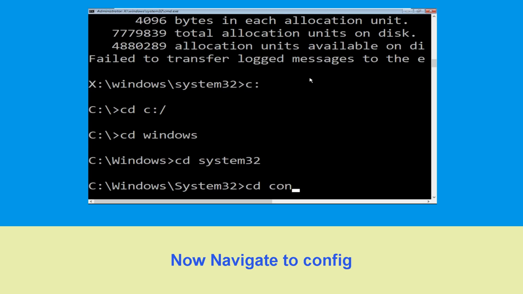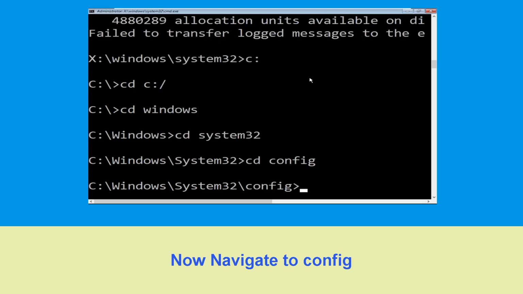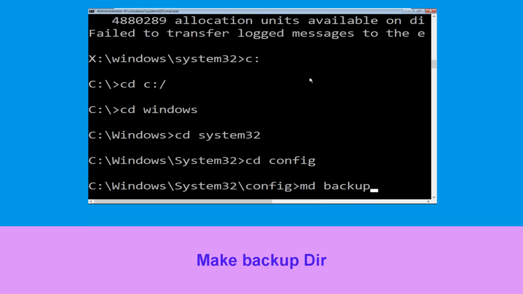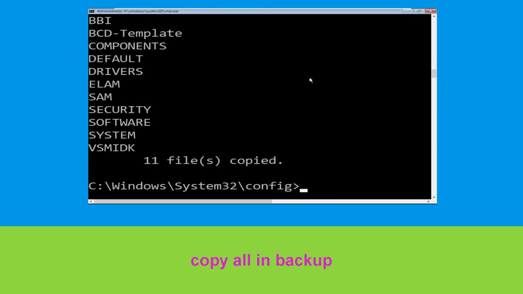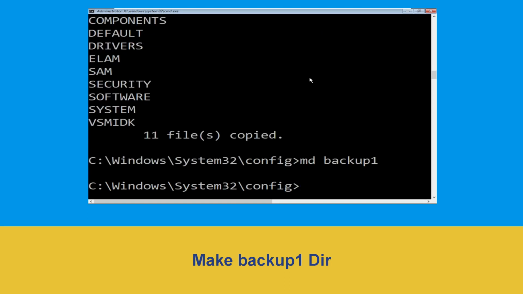Now type cd space config and simply press enter to execute this command. Then type md space backup and hit enter. Now type copy ** backup and simply hit enter to execute the command. Now execute this command. Type md space backup1, then hit enter.